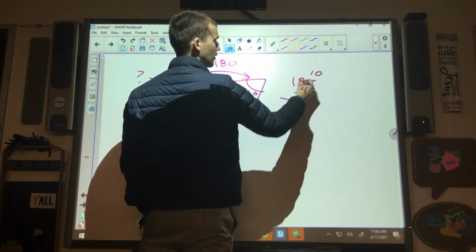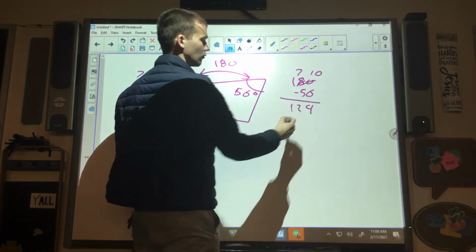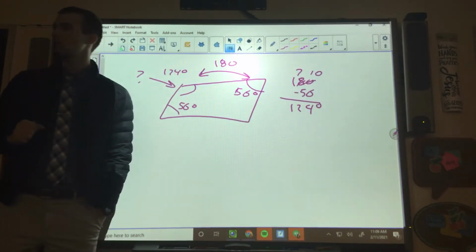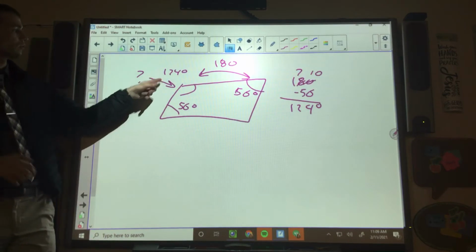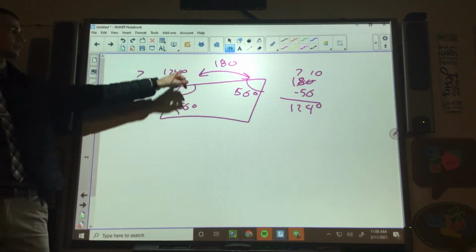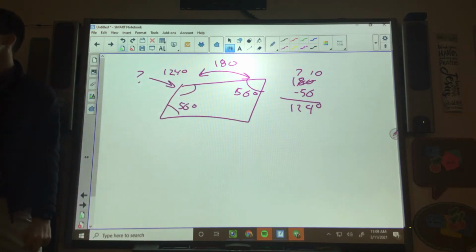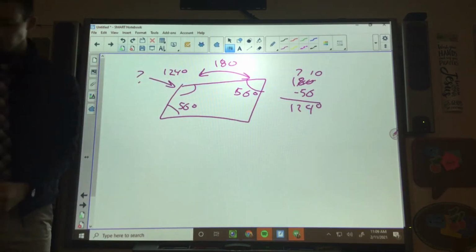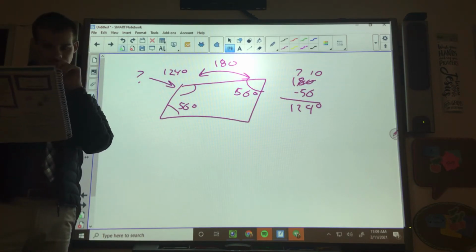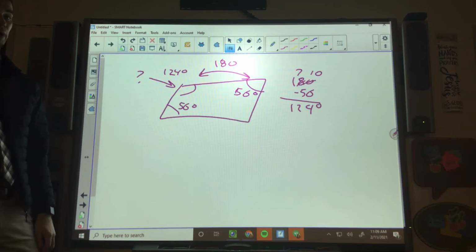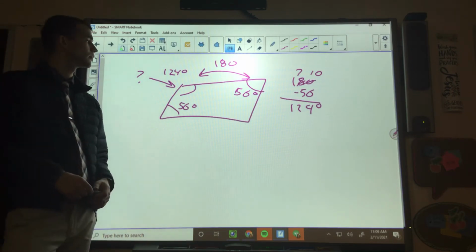Let's see, that's 124. Not 1,240, otherwise it would be way bigger. So 124. Yay! How is this 124?